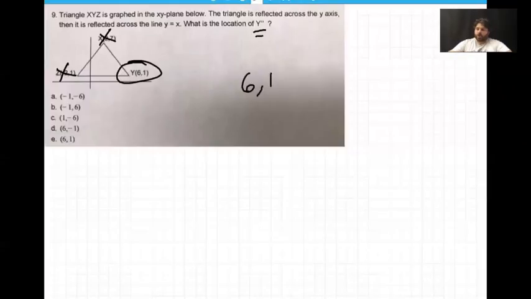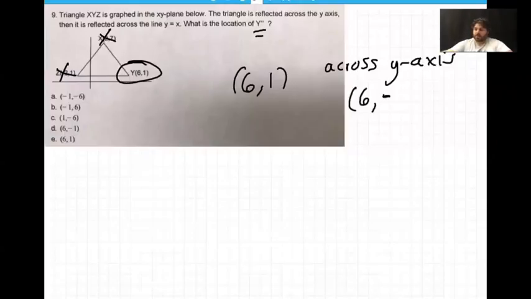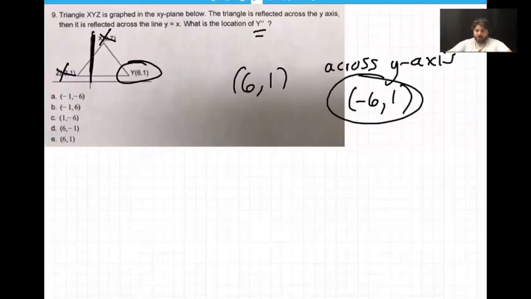So we've got this original point, and then when we reflect across the y-axis, remember what happens is we switch the x number only. We switch the sign, so this 6 becomes a negative 6 and the 1 stays the same. All we do is flip the sign on the x coordinate. This is the location when you flip across the y-axis. And just look at the picture. When you take this coordinate here and you flip it across, that coordinate is going to be negative 6, 1. I mean, that makes sense visually when you look at it.